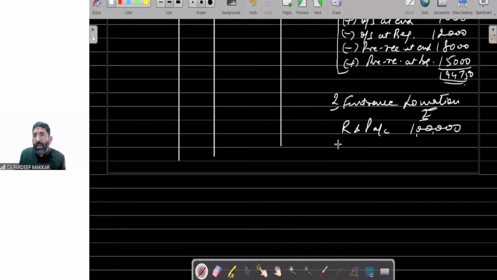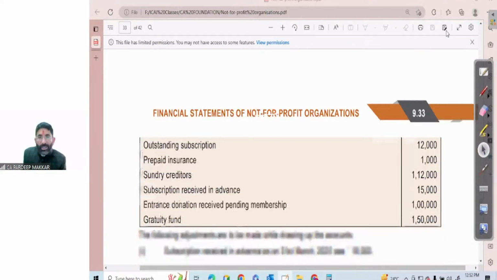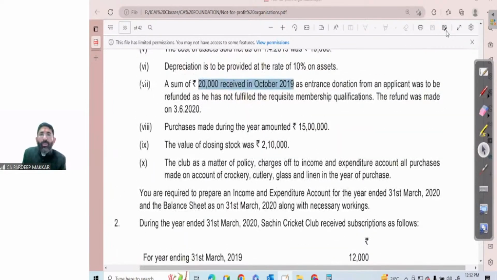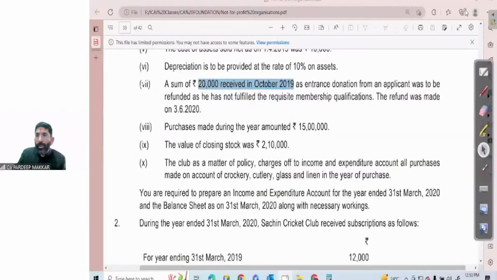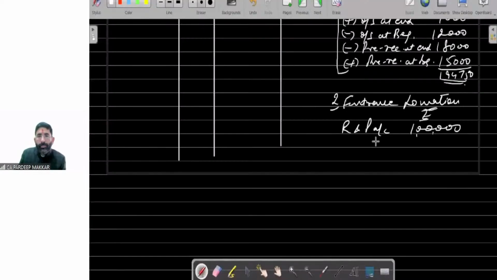He says, out of this amount, we have to refund some amount which is not to be carried forward in the next year, because he has already mentioned that this amount of rupees 20,000 received in this year, in October 19, means this year itself. So this amount is not to be kept as an income with us, because this amount is to be refunded later on. So the amount of rupees 20,000 will be deducted from the current year income, less amount to be refunded.